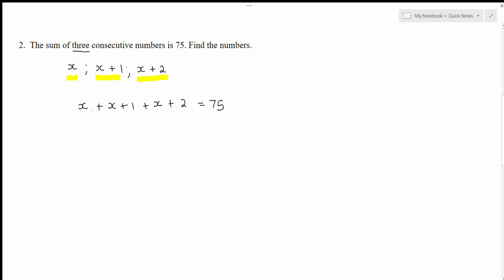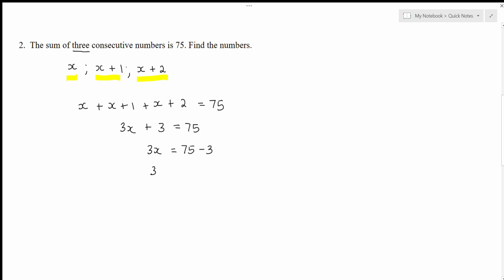Now we're going to add our x's together. X plus x plus x is 3x. And 1 plus 2 would give me 3, equal to 75. Now we solve our equation the way we would do with the previous ones. We've got plus 3 here, so we're going to minus 3 on the left-hand side. Therefore, minus 3 on the right-hand side.